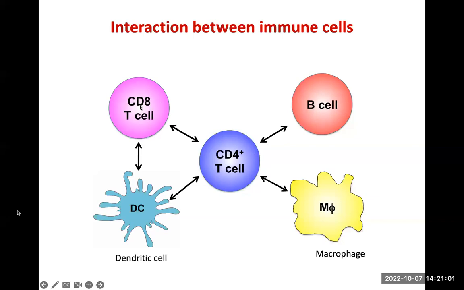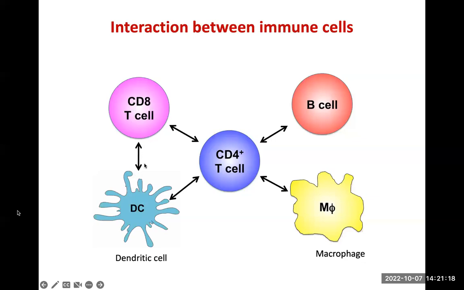Similarly, it will also provide similar signals to CD8 T cells. It will also provide some signals to macrophages, dendritic cells. So you find it in the middle, and it's the one that is coordinating all those responses. But even these other cells, you will also find them having interactions.